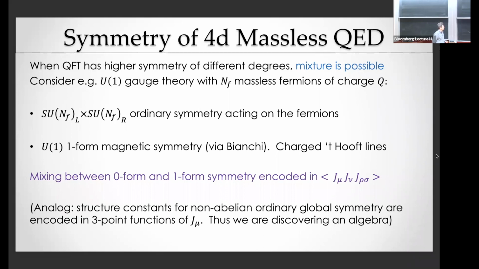Well, the thing to do is to look at the 3-point function of currents. So in particular, in this 3-point function, we have two ordinary currents chosen from up here, and one 1-form current J with two indices chosen from here. And you should think that what I'm doing is something analogous to looking for the structure constants of a non-abelian global symmetry, which you would find by looking at the 3-point function of ordinary currents. So I'm doing something analogous, but I'm allowing the currents to have different kinds of indices.